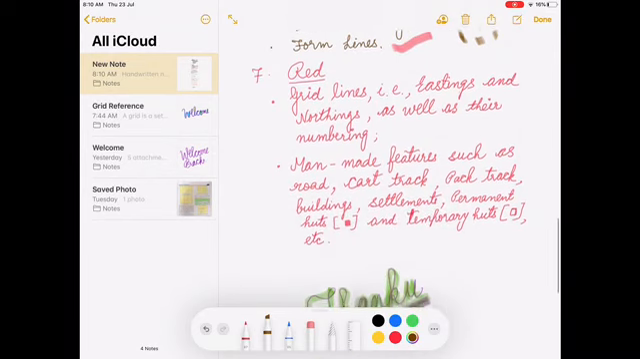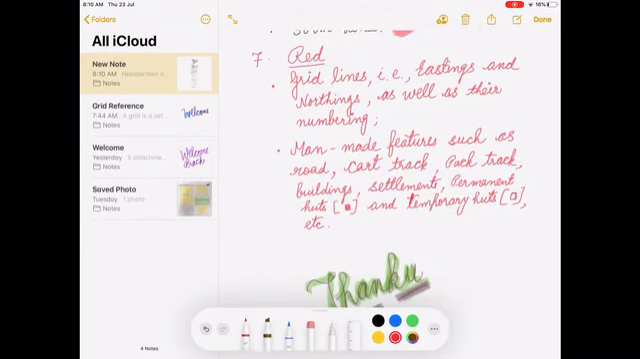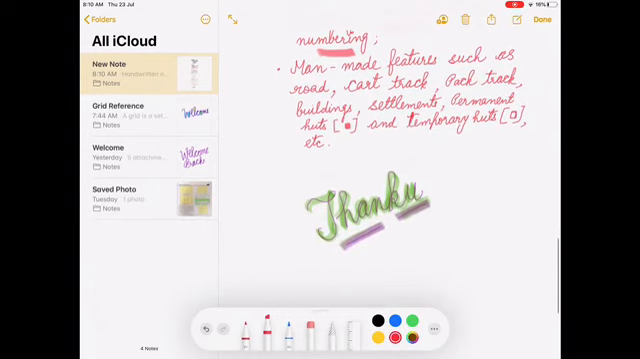Next color is the red color. Now when we are talking about the red color, all the eastings and northings are marked with the help of the red color. Their number is also written in red color. Any man-made feature such as a road, it can be a metal road, unmetal road, cart track, any buildings, settlements, permanent huts, temporary huts, all are marked with the red color.